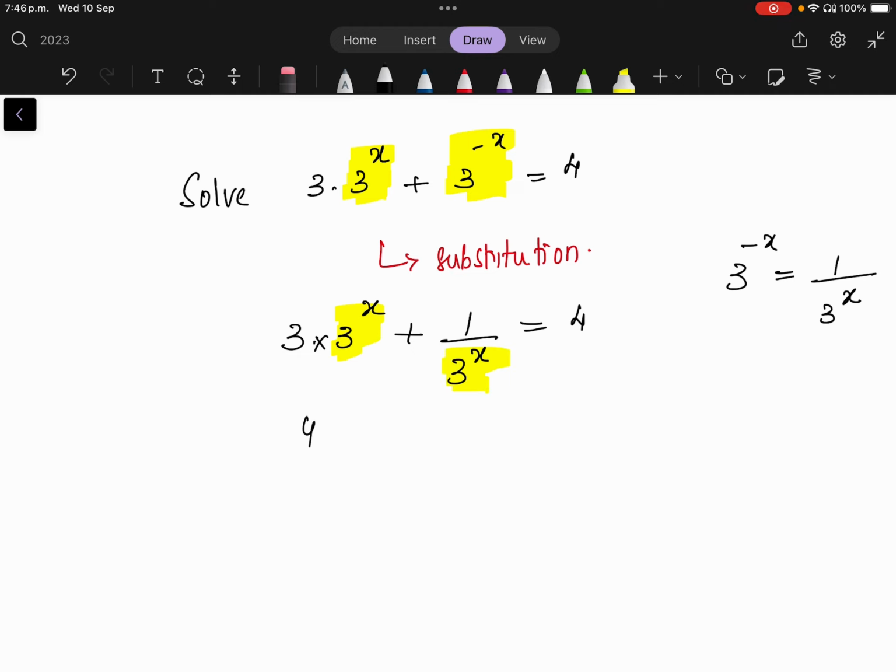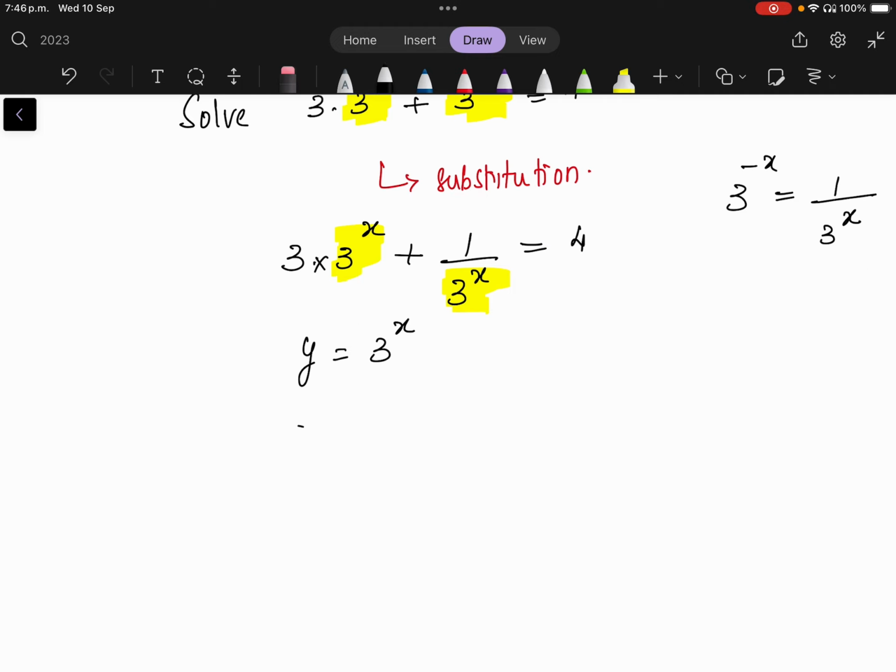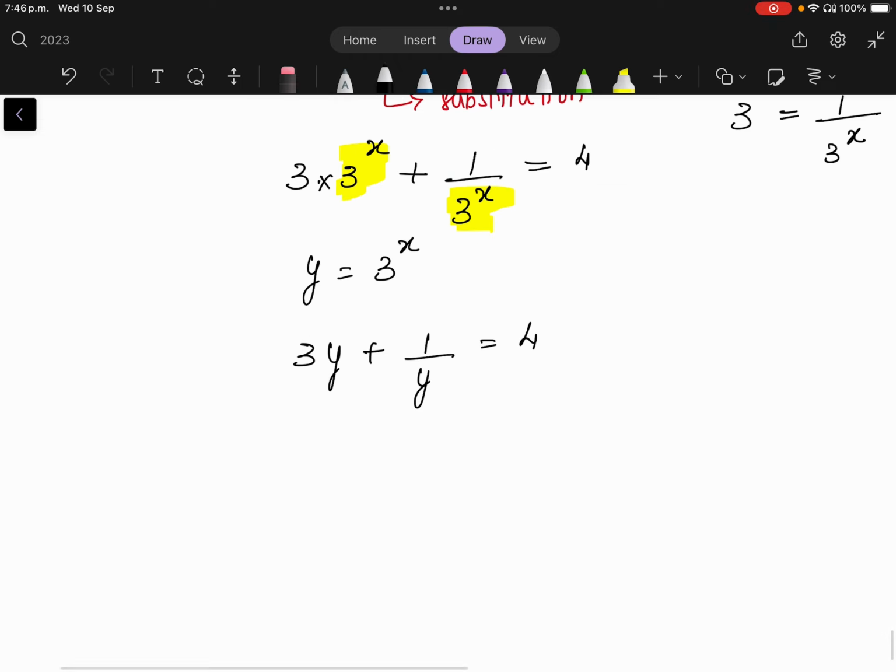Now I can substitute y is equal to 3 to the power of x. So I'm just introducing a new variable. Now the equation will become 3y plus 1 over y is equal to 4. Now this is just two fractions which I can cross multiply. So that will be 3y square plus 1 over y is equal to 4.